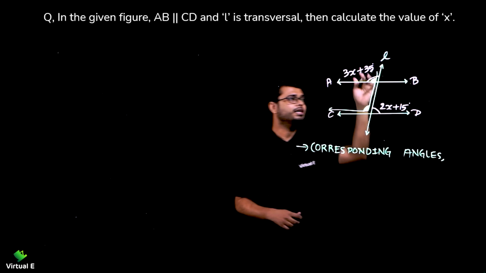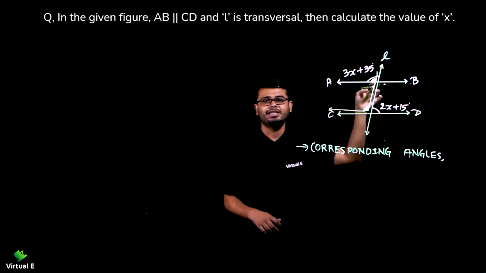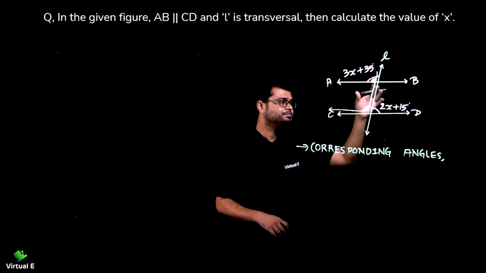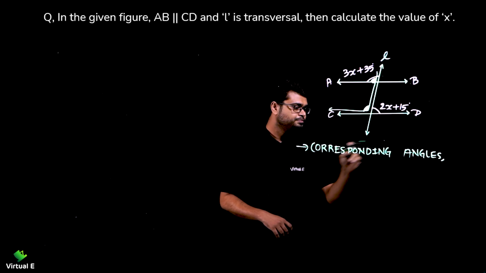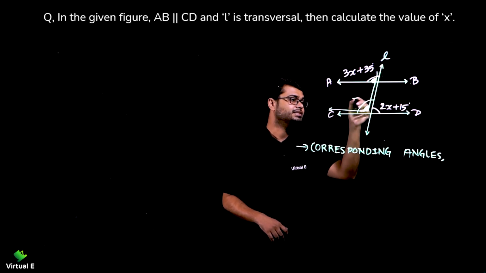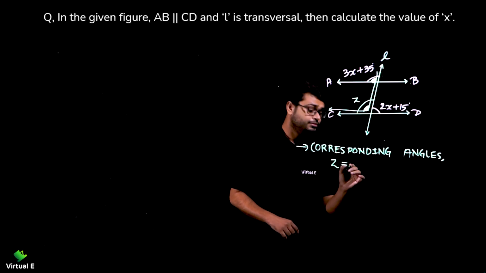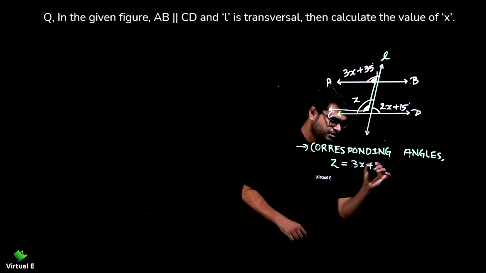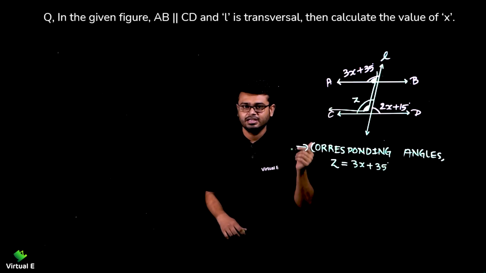Done. Now you can take the vertically opposite angle as well here, then IASS, add them up and you will get 180. That can also work out. I'll explain later again. So, corresponding angle, let's give some name to this angle. Let's say Z. So I can write Z is equal to 3x plus 35 degrees. So these two angles are equal.